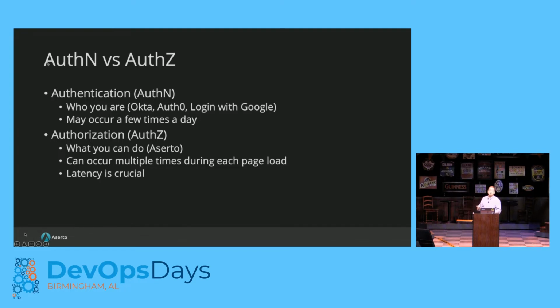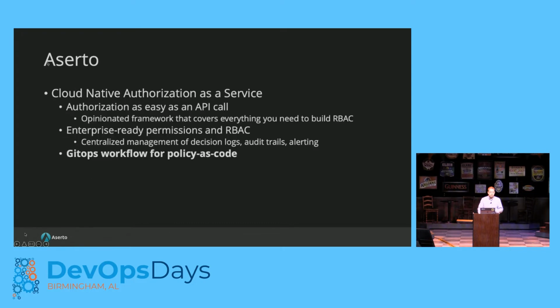Authorization is a harder problem to solve. That's what you can do once you log into the application, and that's a decision that's made several times during each page load. Every time you click a button, the application is determining whether you have access. The API behind the scenes is processing some rules. That's a much harder problem to solve, and it's an issue where latency is very crucial. So Acerto is a company that's trying to solve that with a framework. We're building a cloud-native authorization as a service piece.